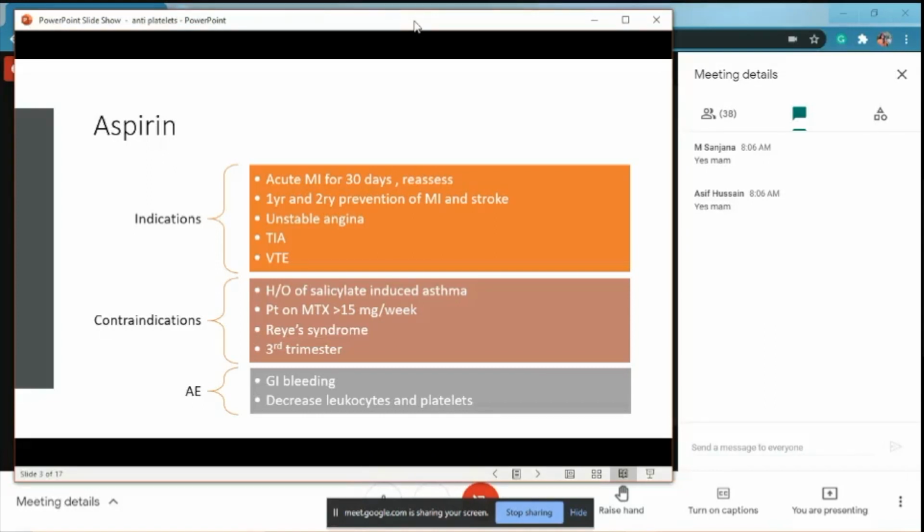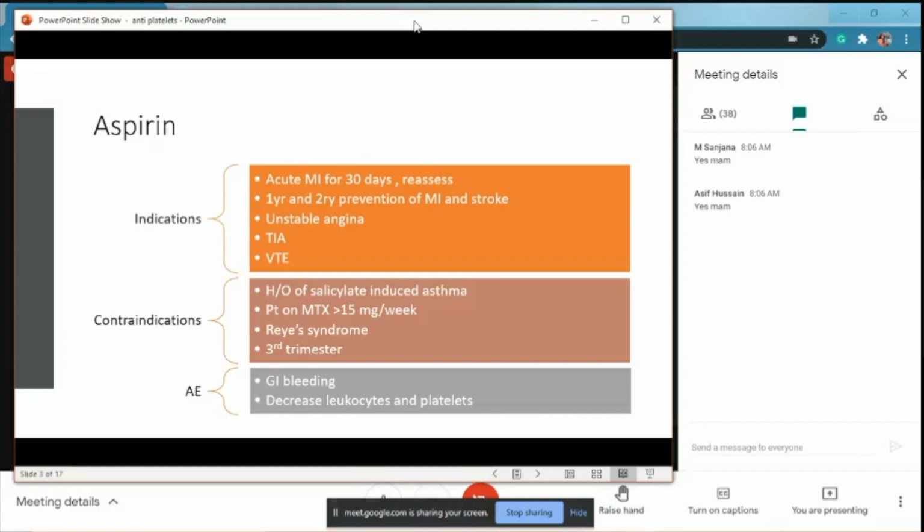We also use it for unstable angina or non-STEMI, as we call it. We'll be discussing unstable angina tomorrow also. Again, it seems to decrease the mortality in patients with unstable angina, and it also decreases the risk of transient ischemic attack. Here, aspirin is the first choice, and we also give clopidogrel as an alternative for patients who have salicylate hypersensitivity or salicylate allergy.